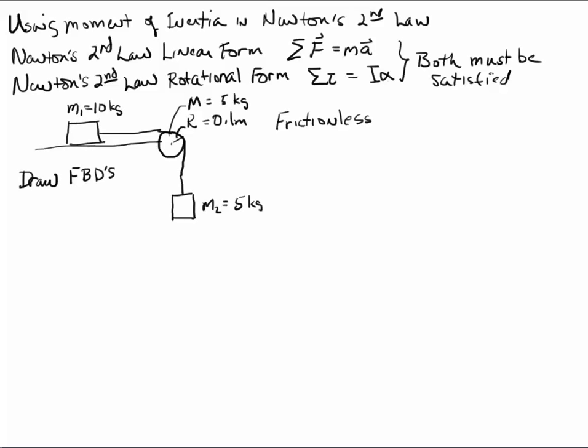We want to start the solution to this problem by drawing a free body diagram for each object. For mass 1, pause the video and try your hand at drawing it. The normal force acts in the upward direction, the force of gravity in the downward direction, and we have a force of tension 1, the tension from the rope, acting toward the right. And we assume the acceleration is toward the right.